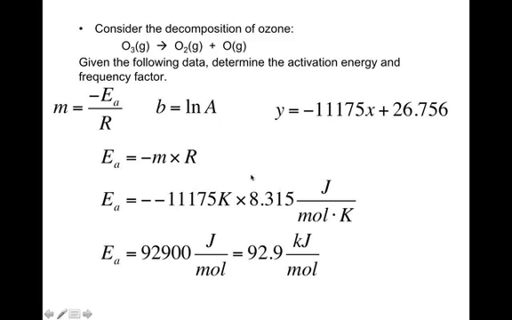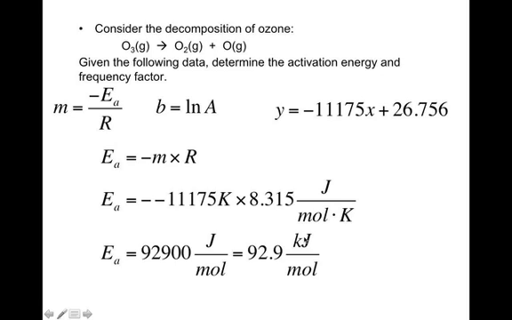And then I have the gas constant, which is 8.315, and the units are joules per mole Kelvin. So when I multiply these out, the negative times a negative becomes a positive. And then for the units, the Kelvin here cancels with the Kelvin in the denominator. And so my answer is the activation energy is 92,900 joules per mole, or to convert that to kilojoules per mole, it would be 92.9 kilojoules per mole.